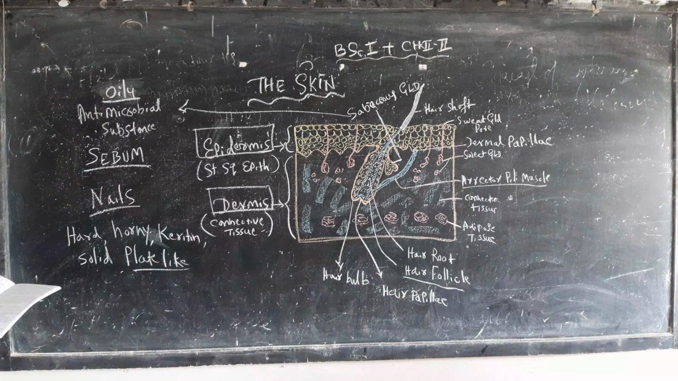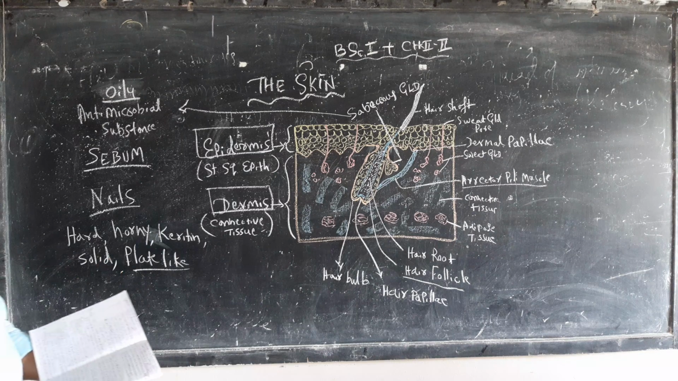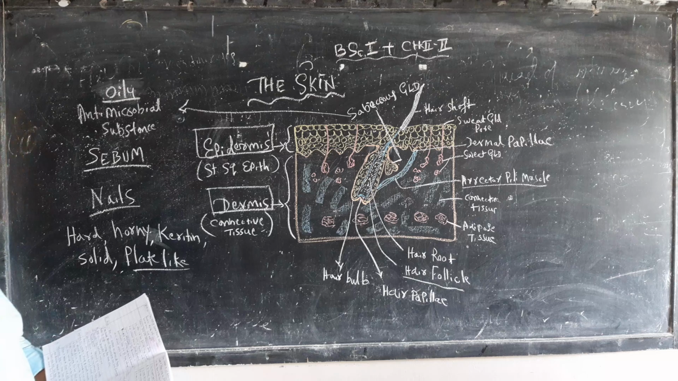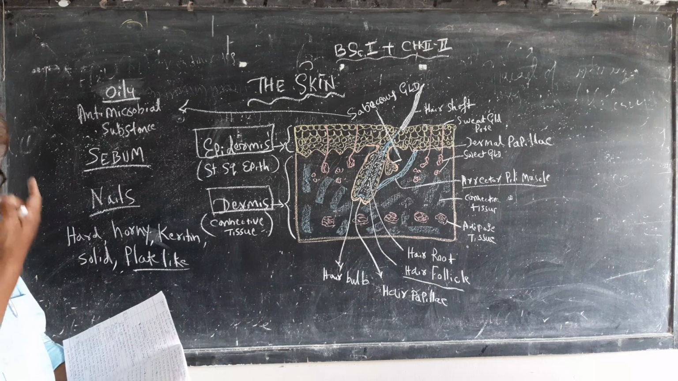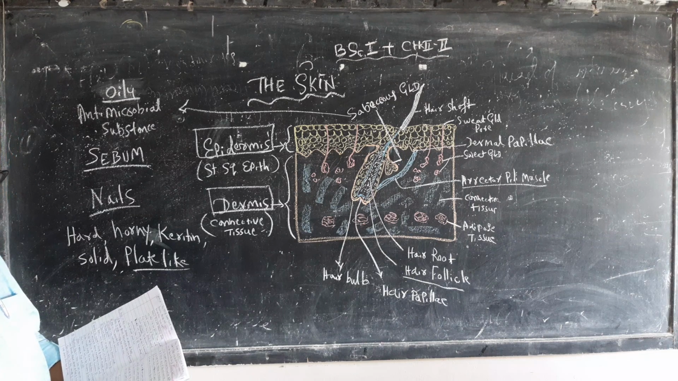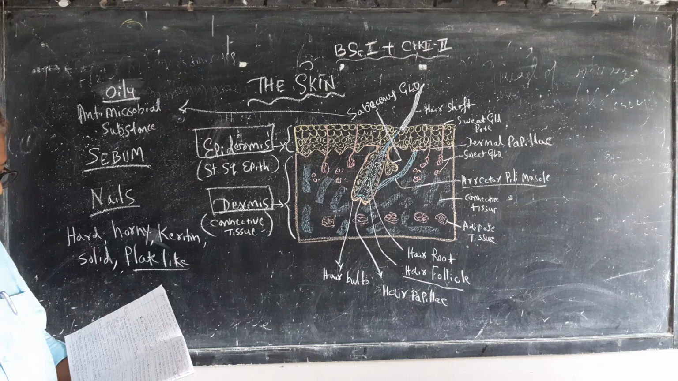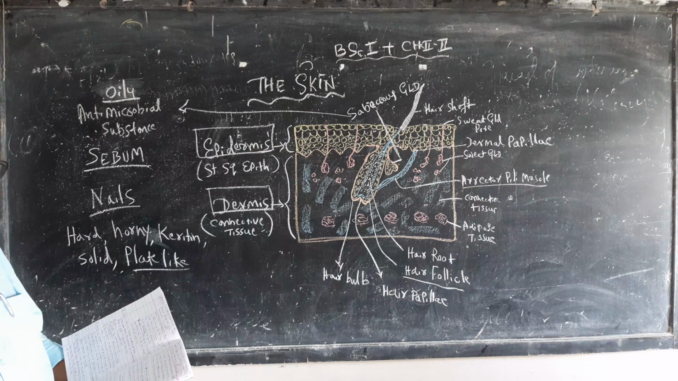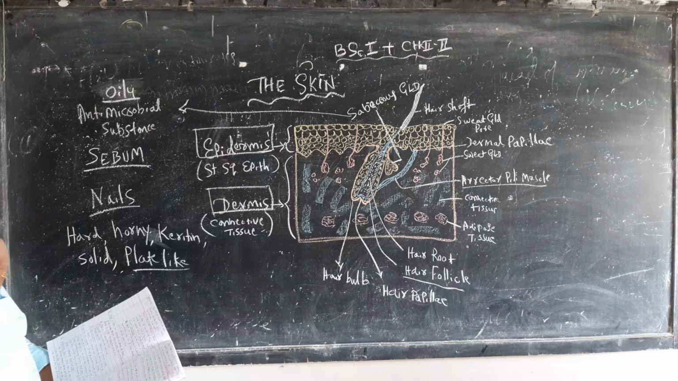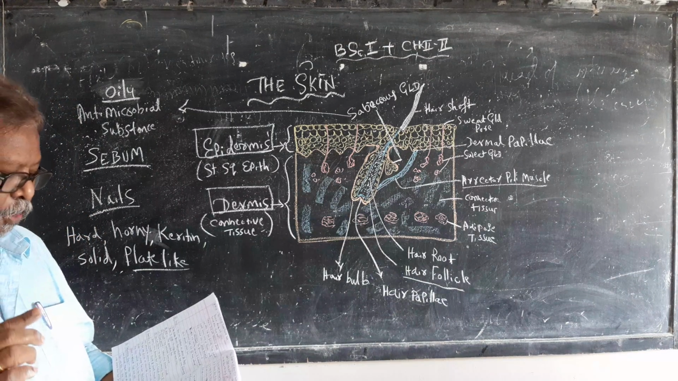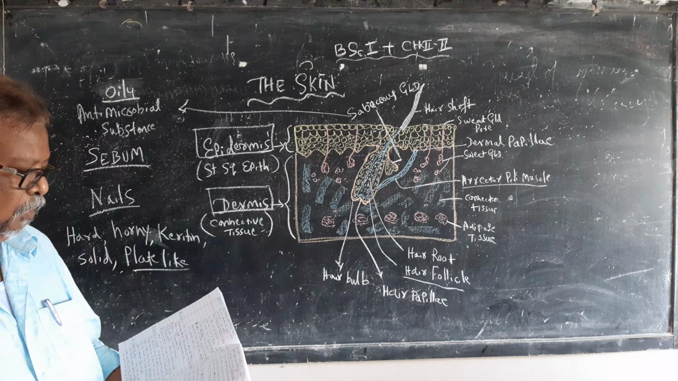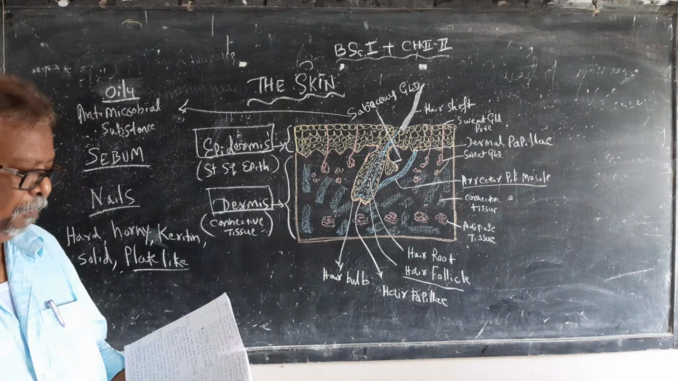So the nails are hard, horny, keratin, solid, plate-like structures which are nothing but the modified horny cells of the epidermis. The horny cells of the epidermis are modified to form the nails. The epidermis and the hairs form a protective covering on the dorsal surface of the fingers. So on the fingers we can find the nails here. On the dorsal side of the fingers we have nails, which are the productions of the keratinized modified horny cells of the epidermis.